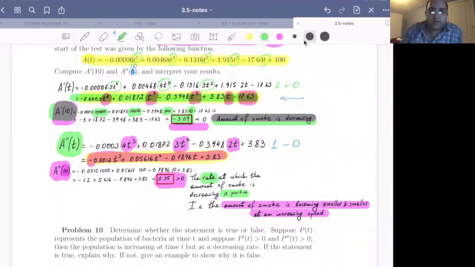To interpret our results, we need to understand the meaning of A prime being negative and A double prime being positive. A prime negative means that the amount of smoke is decreasing, and A double prime of 10 being positive means the rate at which the amount of smoke is decreasing is positive. So that means the amount of smoke is becoming smaller and smaller at an increasing speed.